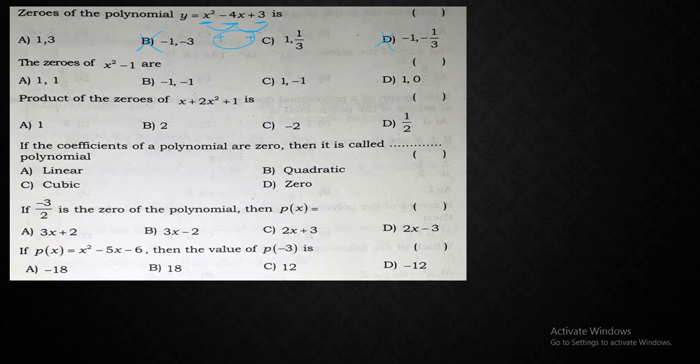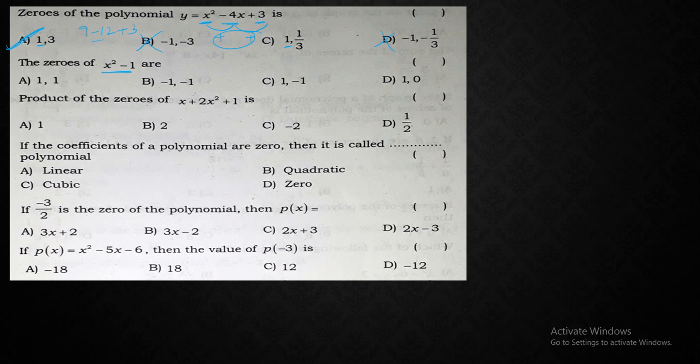Okay, next, let us verify. Check for 1: 1 plus 3 is 4, 4 minus 4 is 0. So in both the options, 1 is present. Next, what about 3 or 1 by 3? Any one of the values will be enough. 3 square is 9, 4 times 3 is 12, so 9 plus 3 is 12, minus 12 is 0. So option A is my answer.